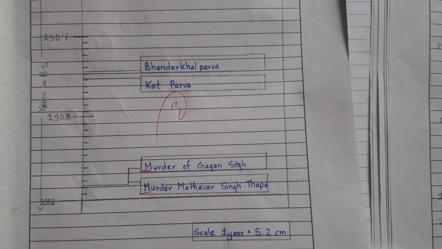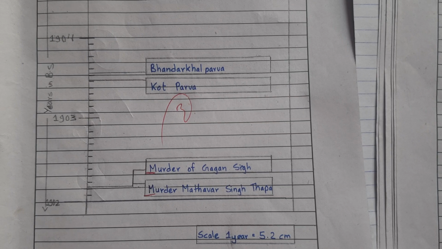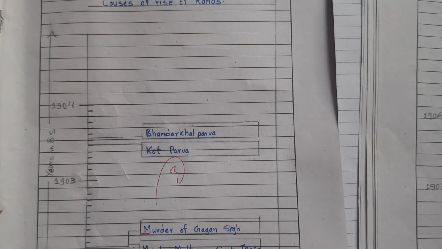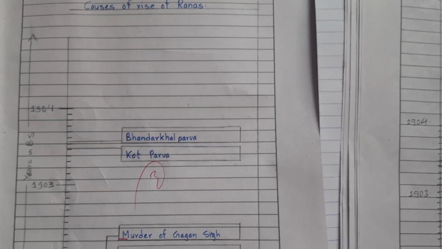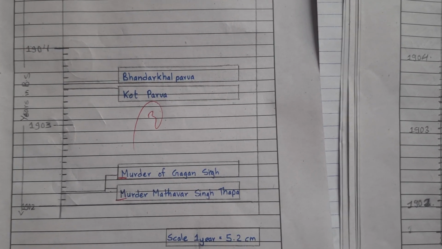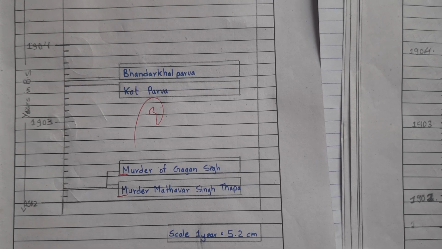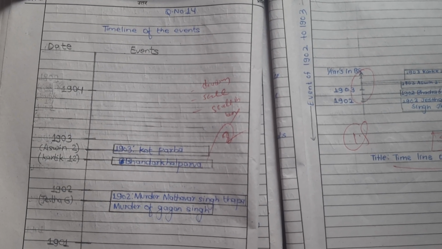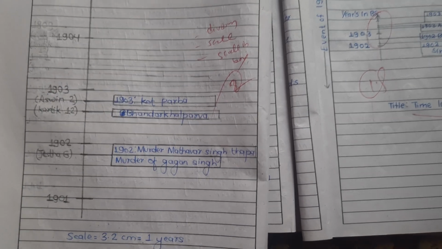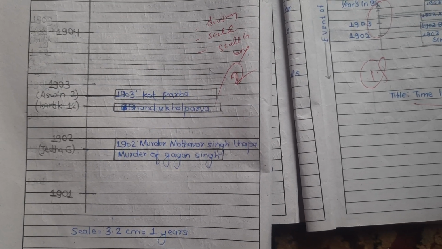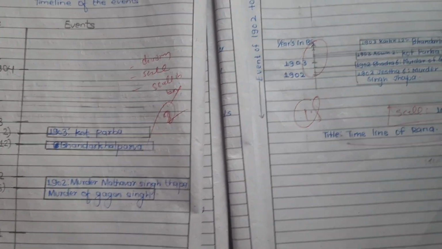This student has written scale. 1 year is equal to 5.2 centimeter. Mother of Gagan Singh, mother of Mathavar Singh Thapa in 1902. Definitely this student has written title as well, but not mentioning event on top. But I gave only 3 marks because of mistakes in 1902. In terms of this student, no division, no scale. Yeah, definitely here she has scale, but the scale must be in a box, no division. So I gave only 2 marks.